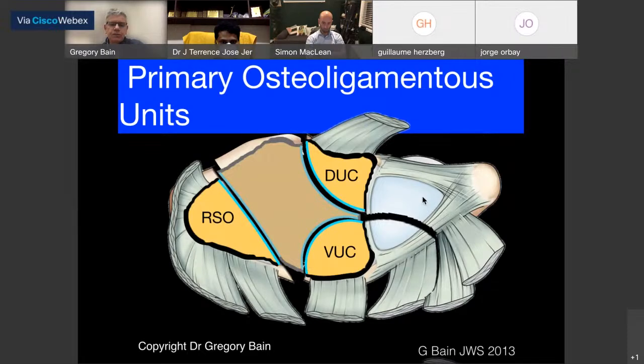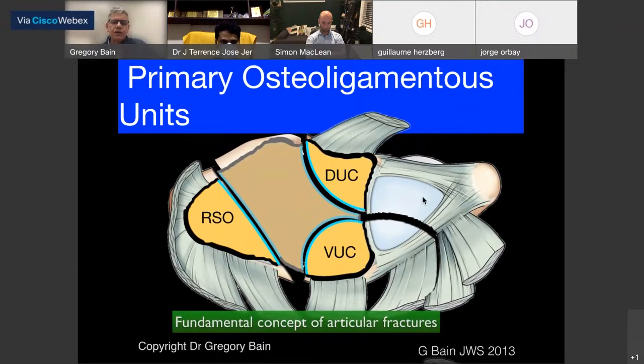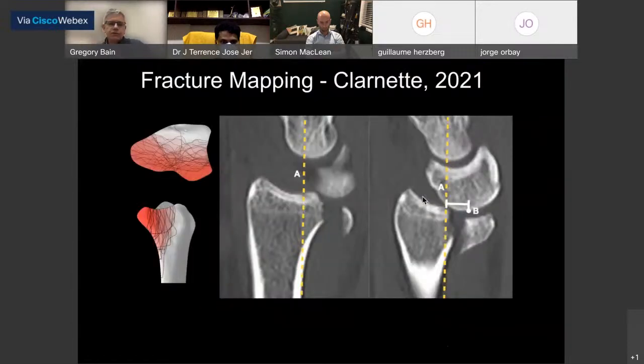So these are the primary units that we're aware of, and as they move apart, but also as we try and bring them together, we try and identify what those fracture fragments are and the associated ligaments. This is a fundamental concept of all articular fractures. It's not specific to the wrist. It occurs in the elbow, in the shoulder, ankles, and all other intra-articular fractures in the body. Simon's already referred to, in principle, this mapping study we've recently been conducting. And we can see here how in each of the examples, this volar lunate facet is related to the short radiolunate ligament.